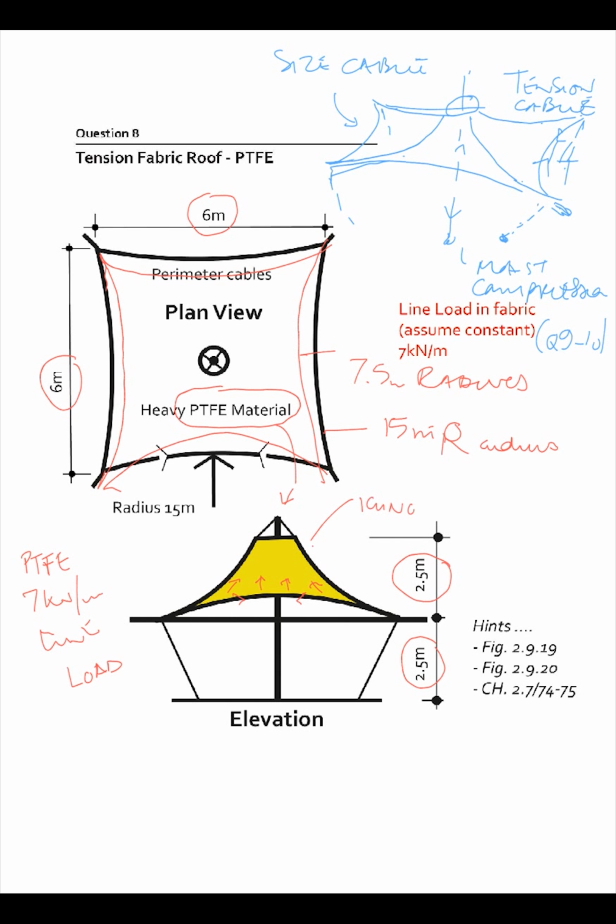It's 6 meters by 6 meters, and we're ignoring the top ring for the design. 2.5 meters are the two split dimensions to the booms, and we're looking at the hints, chapter 2.7, pages 74 to 75 essentially.